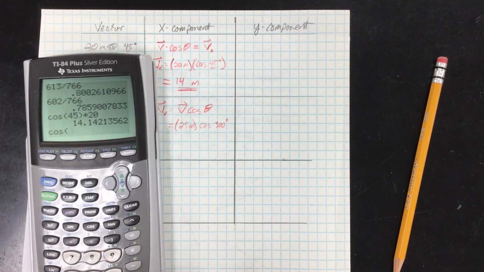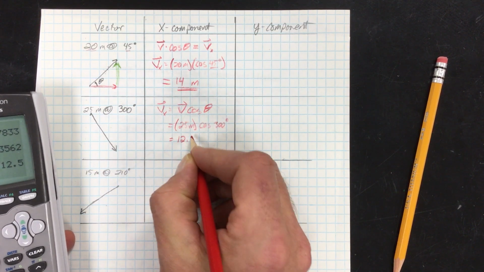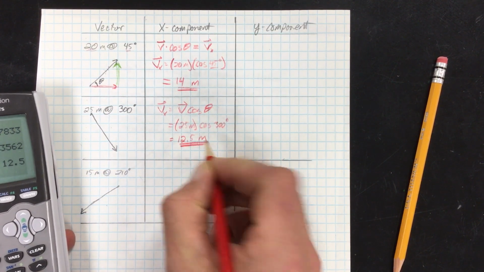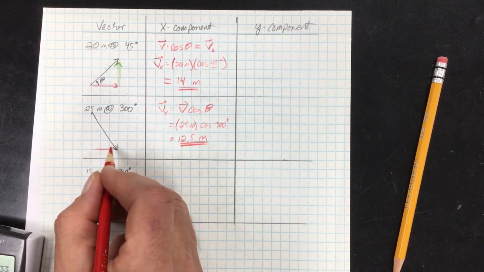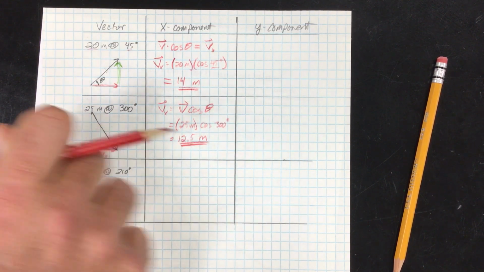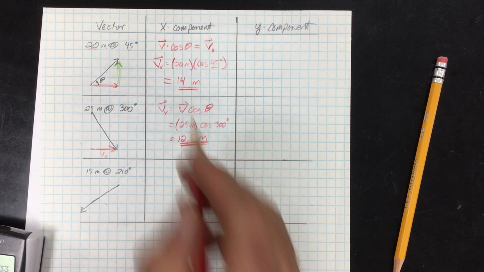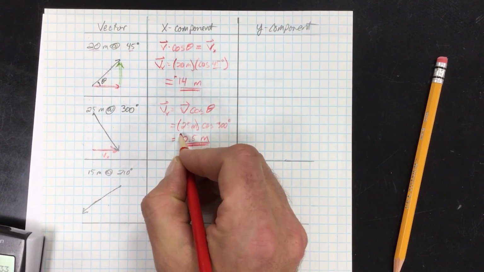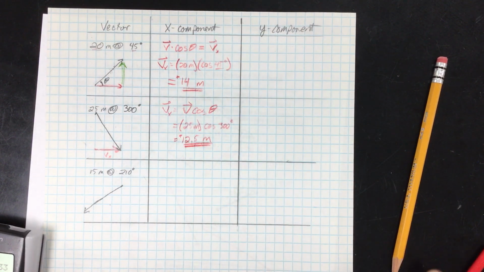Okay, cosine 300 times 25 equals, so I get a magnitude of 12.5 meters for that one. And by the way, I noticed that in both of these cases, my horizontal component is pointing to the right, which we consider positive in the standard XY coordinate system. So far, my magnitudes both have positive values, the magnitude of each of those components.